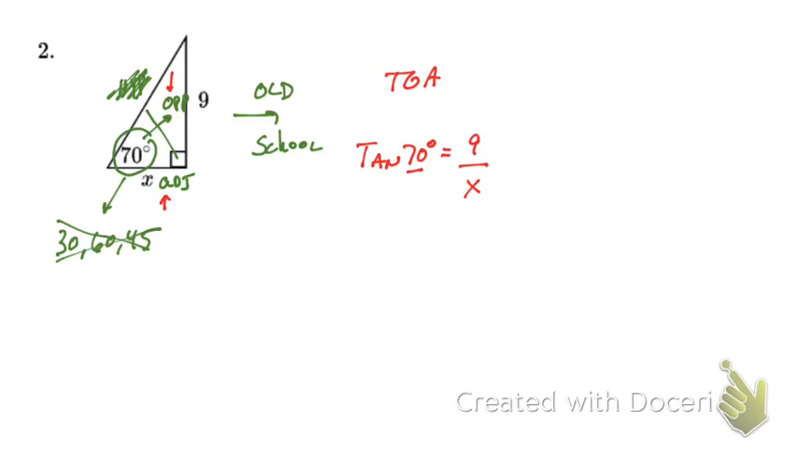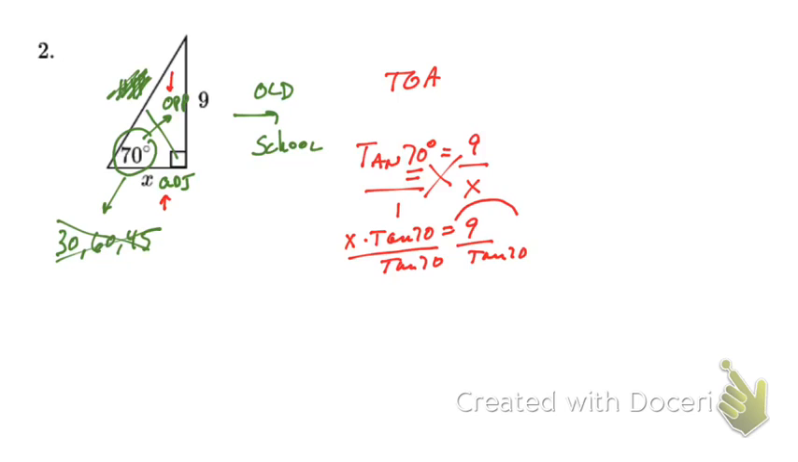And because this is not a 30, 60, or 45, we will use our calculator. We will go ahead and cross multiply to get x times the tangent of 70 equals 9. Then we can divide by that tangent of 70. Now we see what we need to punch in our calculator: not 90, 9 divided by the tangent of 70. And I got 3.3.